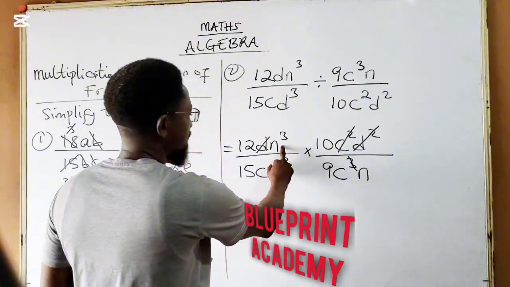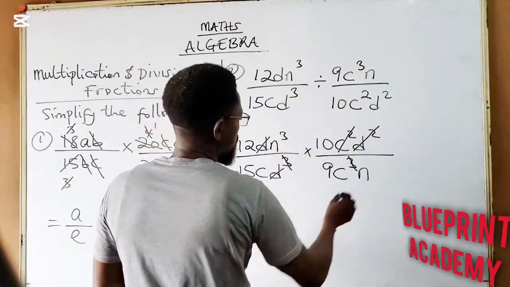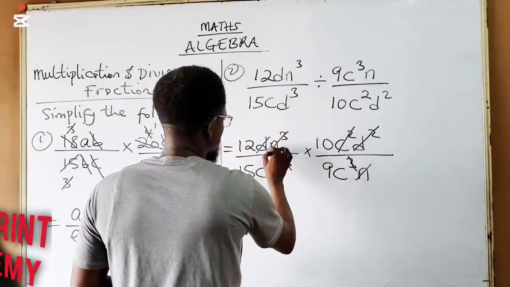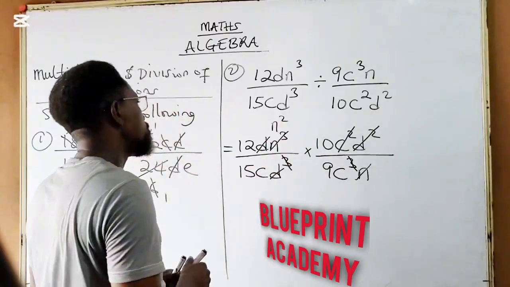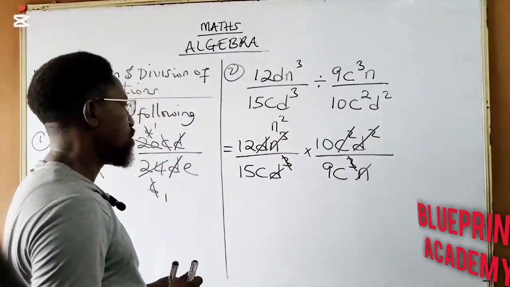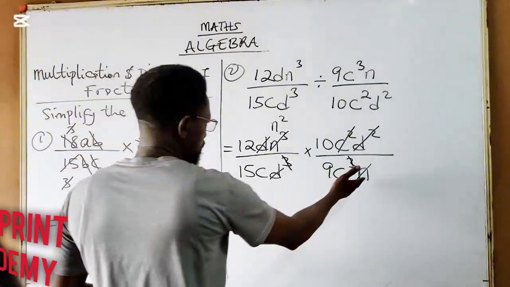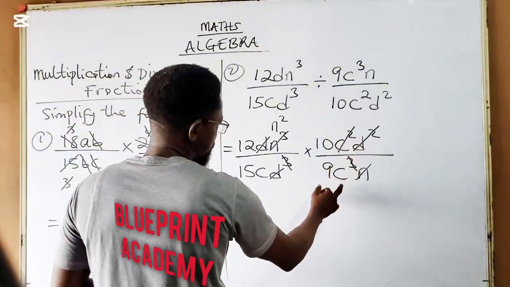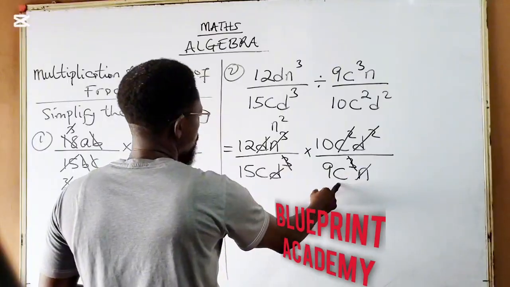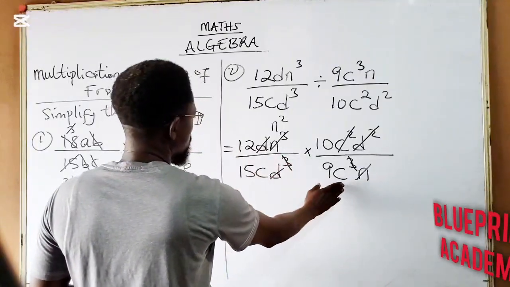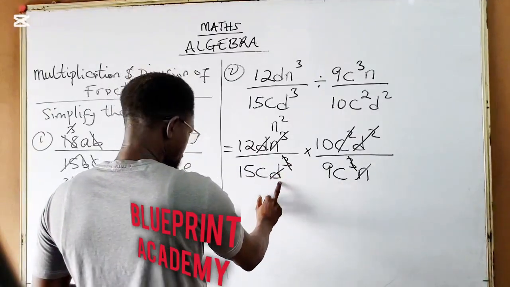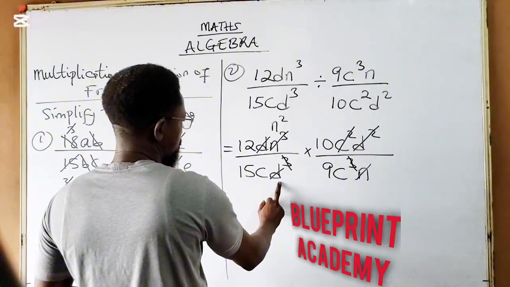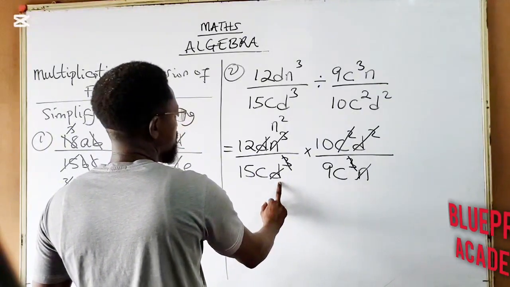Then n, there are 3 n here, and we only have 1. So we cancel 1 from here, and we'll be left with 2. So we still have n to power 2. We have c here; we check the numerator, there's no c, so we leave this c aside. We have c in the denominator, we leave that. This d to power 3 is already cancelled out. There's nothing else to cancel here.